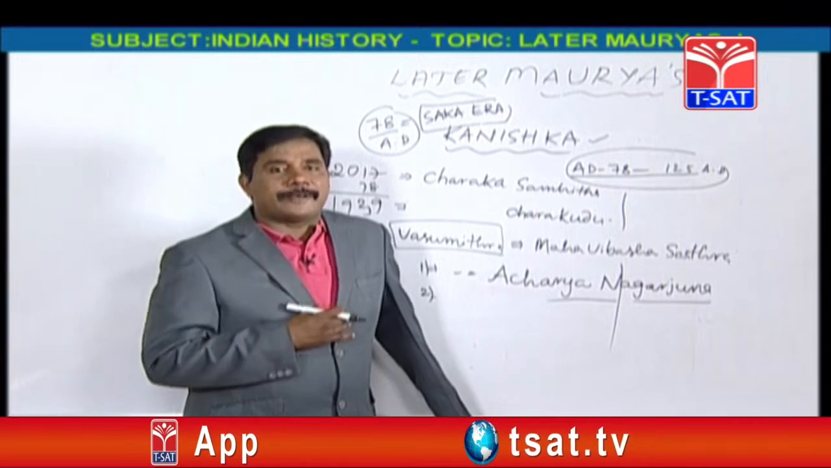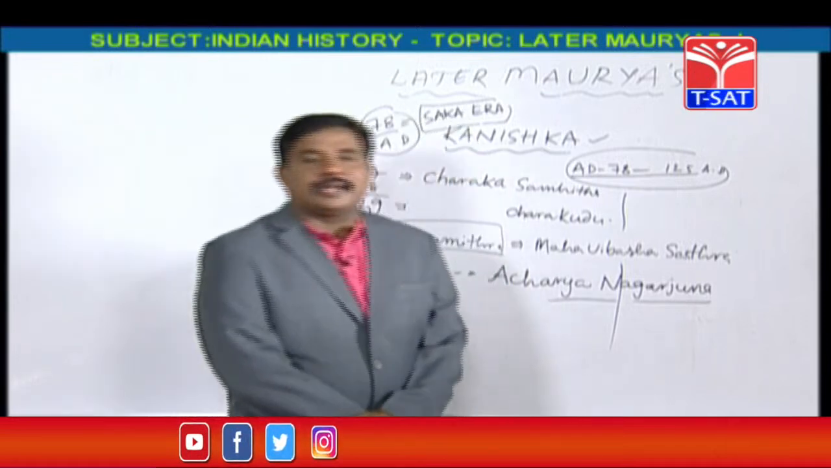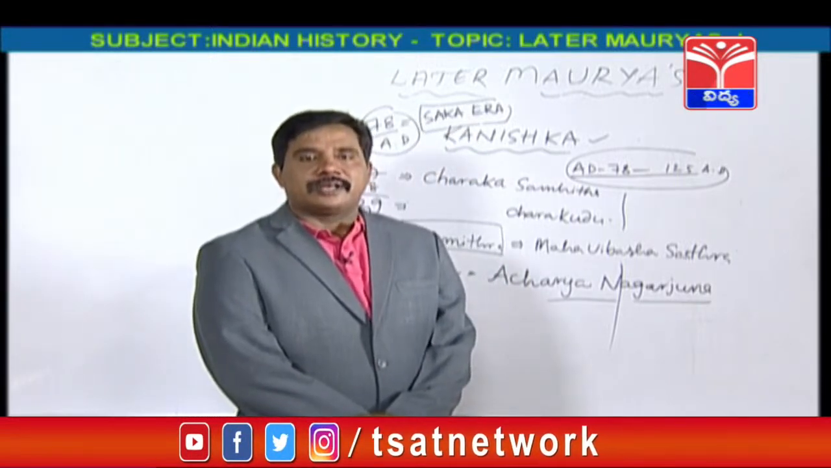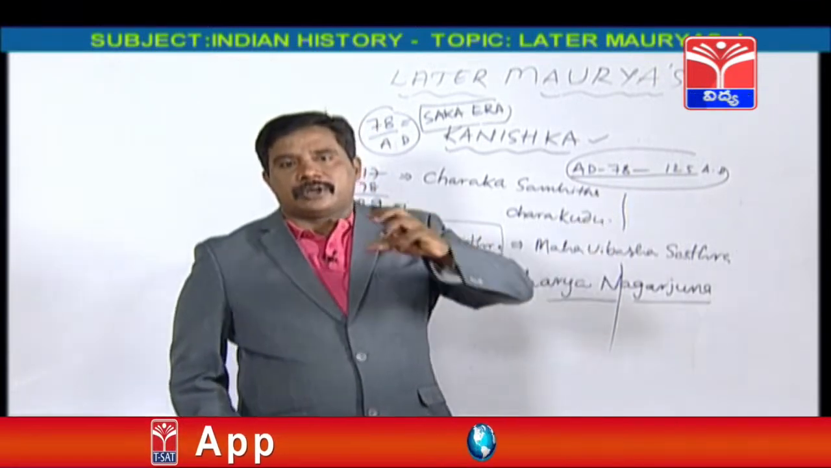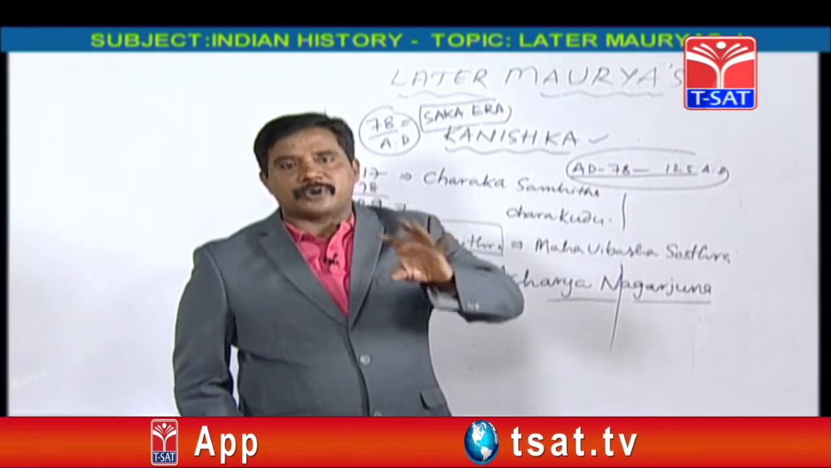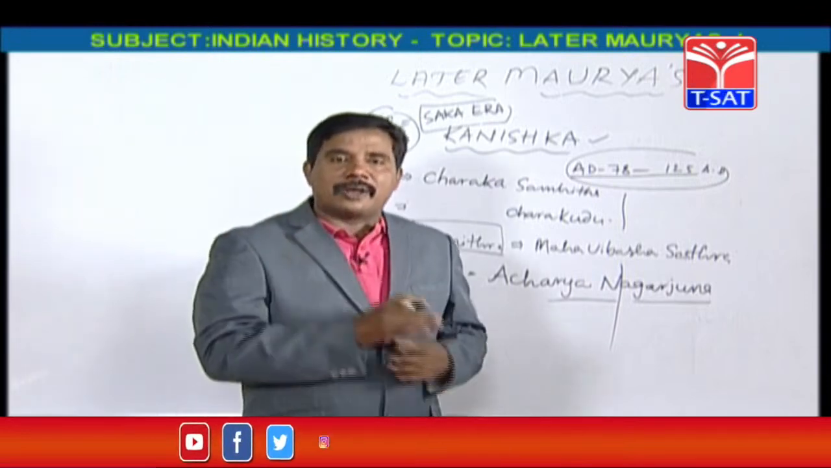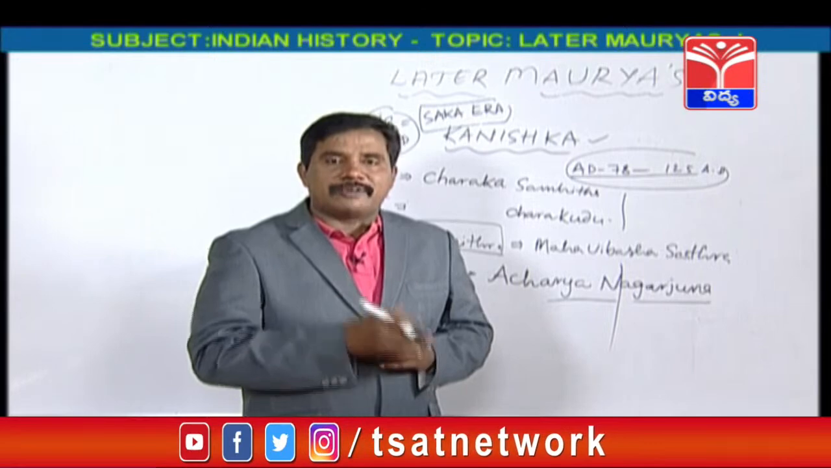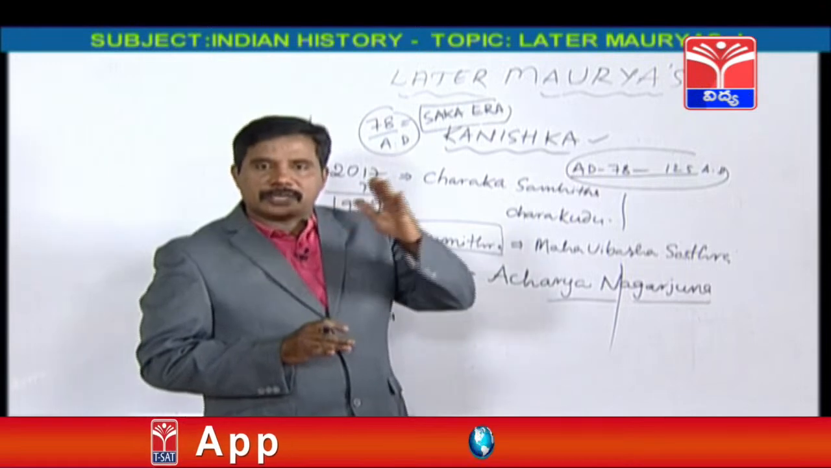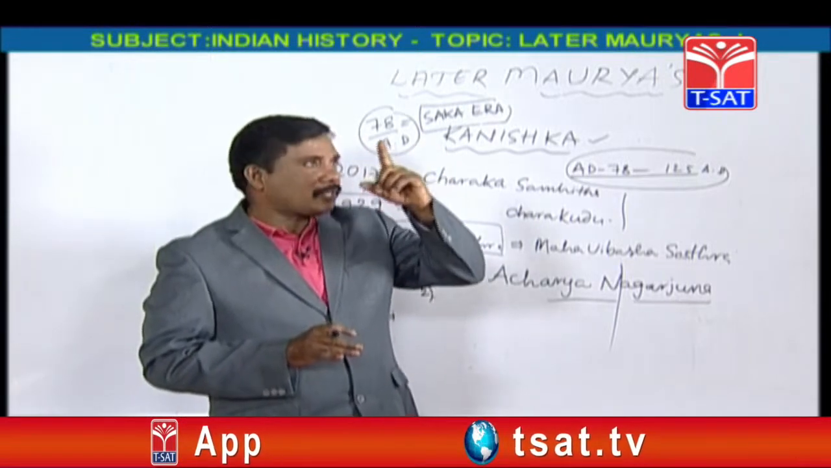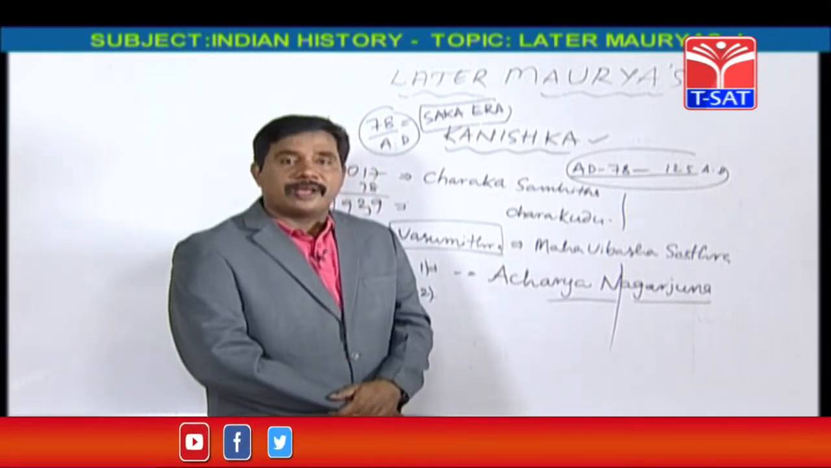In the period of Kanishka, the most important point to remember is the Silk route. Silk route means a route from China to Rome. Silk was exported from China to Rome, and the main route went through the Tibet area, the Jammu Kashmir area. It is called the Silk route.